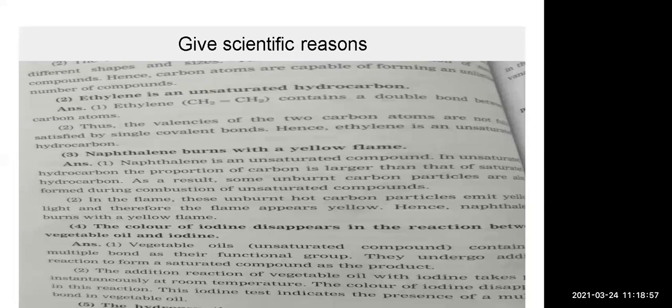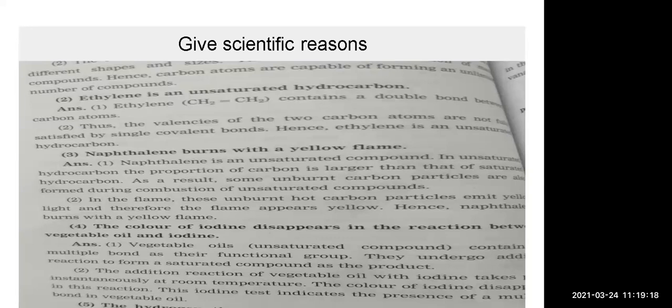Then the next scientific reason: naphthalene burns with a yellow flame. This was asked in one of the true and false questions, so we will see why it burns with a yellow flame. Naphthalene is an unsaturated compound. In unsaturated hydrocarbons, the proportion of carbon is larger.